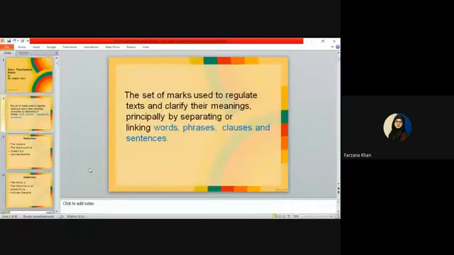When we talk about punctuation, it can be defined as a set of marks. In other words, you can say a set of symbols which are basically used to regulate texts and clarify their meanings, principally by separating or linking words, phrases, clauses, and sentences. Basically, punctuation marks are used to separate and to link words, phrases, clauses, and sentences.